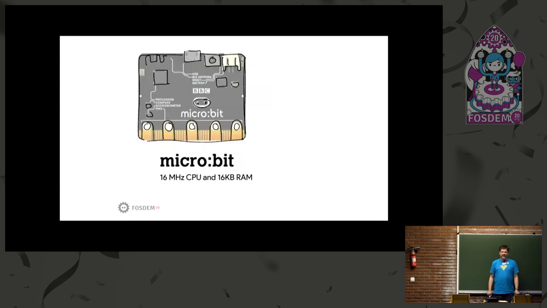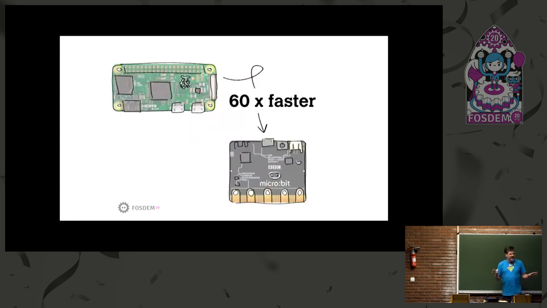This is a micro:bit. It's a little board for school children, and it runs at just 16 megahertz, has only 16 kilobytes of RAM, and it is slow. But it's not even by far the slowest microcontroller you can buy. But this is fast enough to run JavaScript. To put in context, the Raspberry Pi is about 60 times faster than a micro:bit, and it has way more memory. So the micro:bit is on a completely different level.